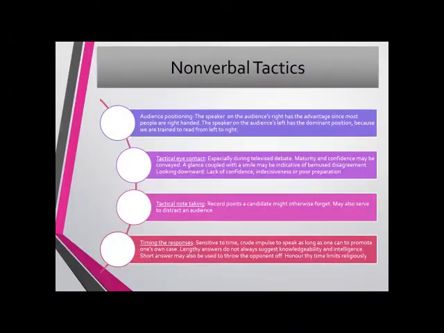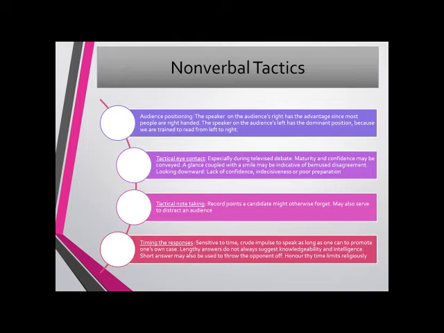Let's finish off with our non-verbal tactics. In terms of the audience positioning, left or right, yes, people have actually researched this kind of stuff, and it says if the audience is on the right, you might have an advantage because most people are right-handed. However, there's a counter hypothesis that says if the speaker is on the audience's left, it's actually better because people are used to reading from left to right. Of course, that doesn't apply to all cultures.